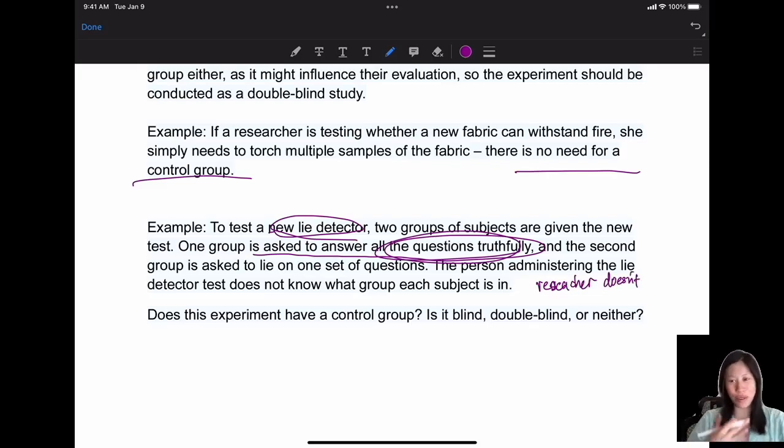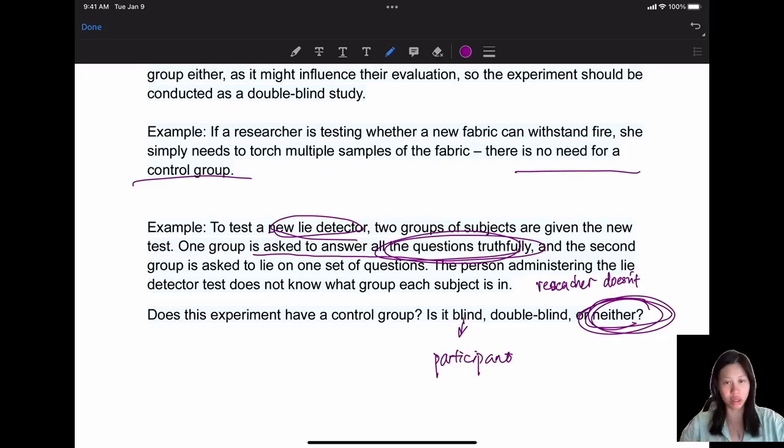However, if you're in the group that was told, hey, you need to lie on this, you know that you're lying. So for the participant, you're not blind, right? So this is neither, because double-blind means the participant and the researcher both don't know, and blind means the participant doesn't know. In our case, the participant knows but the researcher doesn't know, so it's neither. Does this experiment have a control group?